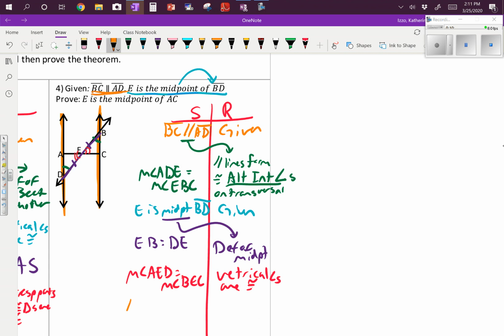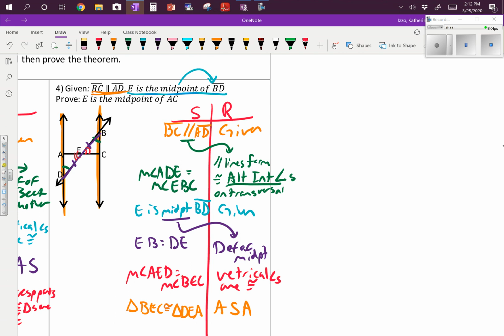I've got triangle BEC is congruent to triangle. Okay, B matches with D because they're both in green. And then E matches with E because they're vertical angles. And then C matches with A. And I proved it by side, nope, angle, side, angle. Notice the side is trapped between my two angles. Because my side is trapped between my two angles, we've got angle, side, angle.